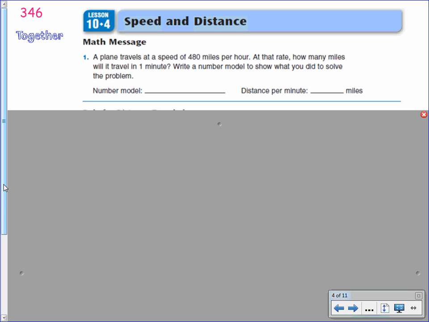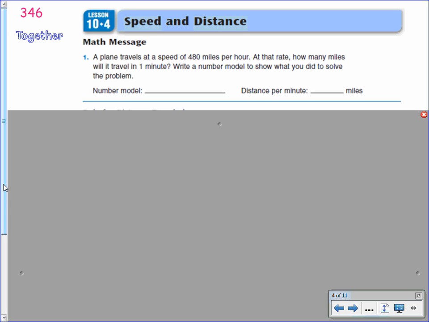Okay. If we have two variables we're talking about, like miles per hour, what are we talking about? What was that new vocab word we had at the beginning? No, not variable. Rates. Okay, so we need to talk a little bit about rates. A plane travels at a speed of 480 miles per hour. At that rate, we want to figure out how far a plane could travel in 1 minute.